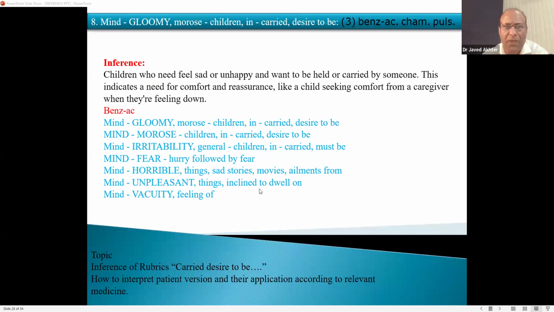This is a very important one. Here I mentioned Benzoic acid. Benzoic acid: basically gloomy, morose, sadness, unhappy child, desires to be carried, irritability, fear, hurry followed by fear. Horrible things, sad stories, ailments, unpleasant things incline to develop. Vacuity, a feeling of emptiness in the mind. Therefore this patient wants to be carried from such sadness, and his mind is sad and unhappy, and the mind is blank, vacant.